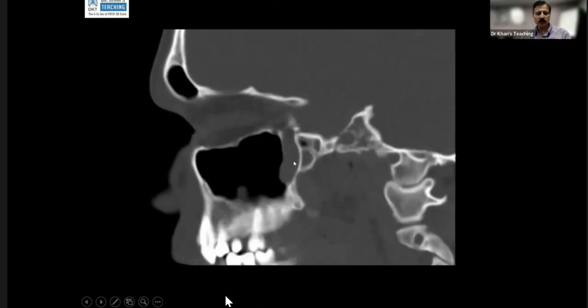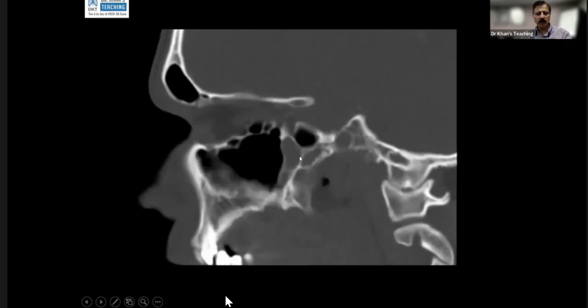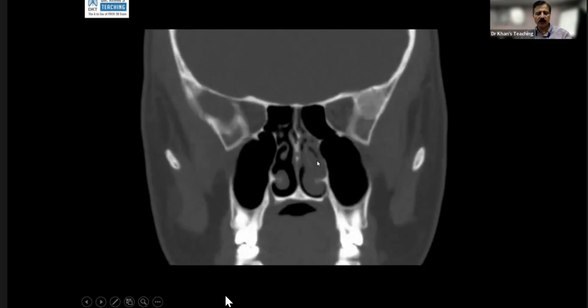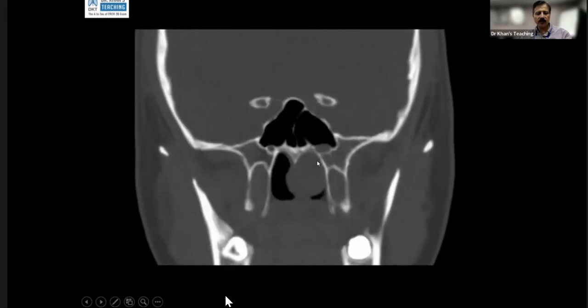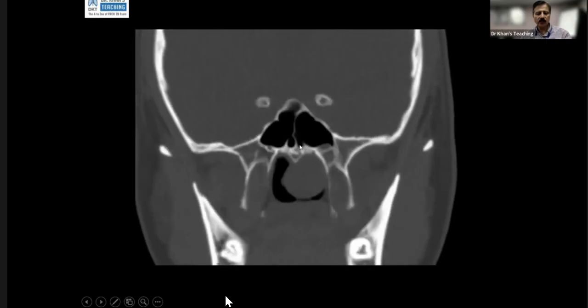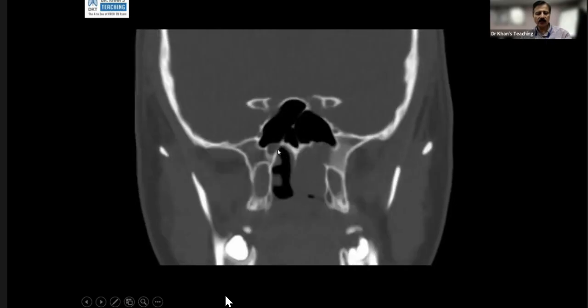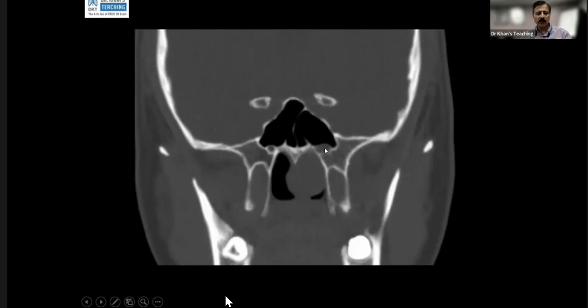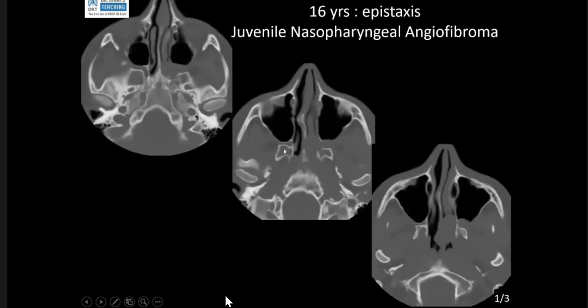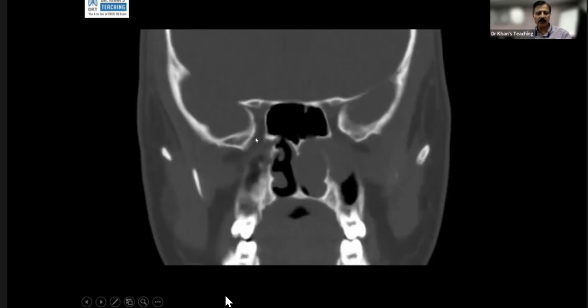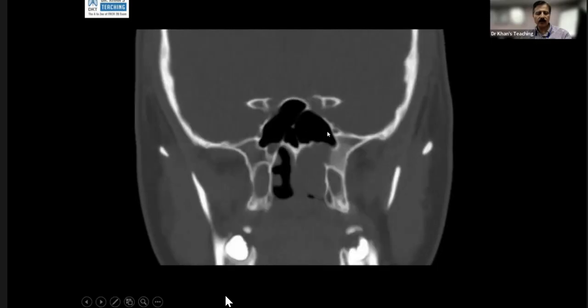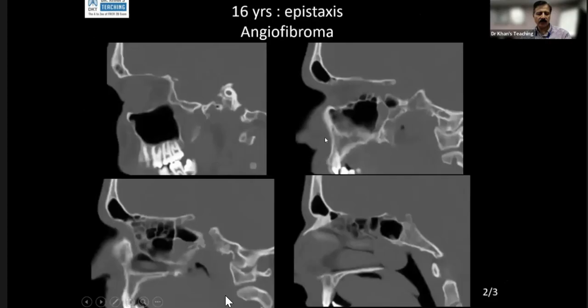So this is the pterygopalatine fossa. Anteriorly, it is communicating with the orbit through the inferior orbital fissure. Posteriorly, it will communicate with the middle cranial fossa. The key point here is that this is the sphenoid sinus. This is the Vidian canal, and you can see that the Vidian canal is expanded. And on the other hand, this is the foramen rotundum, which is on the lateral side.